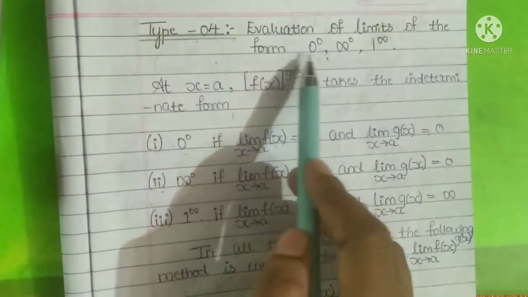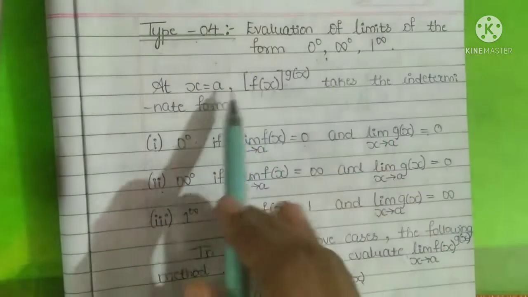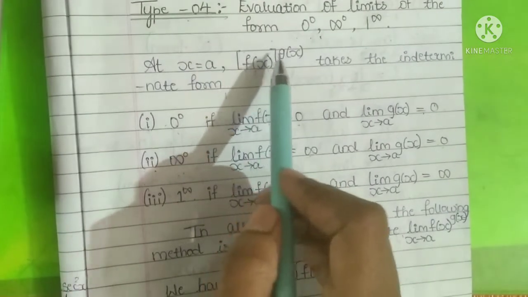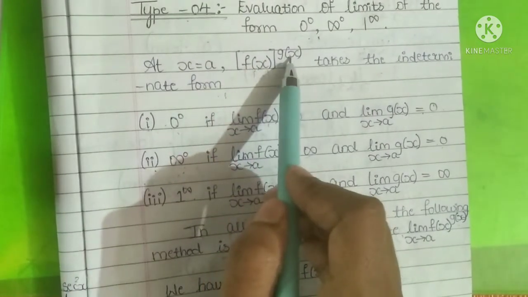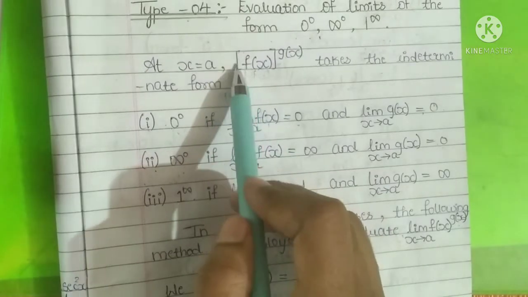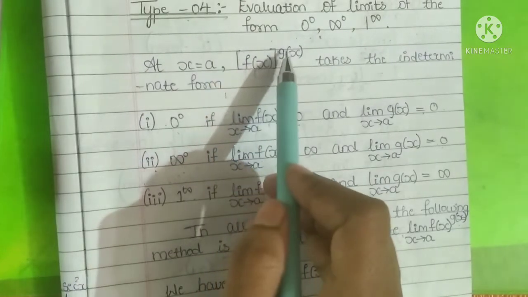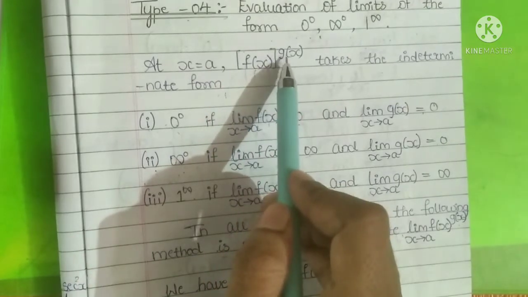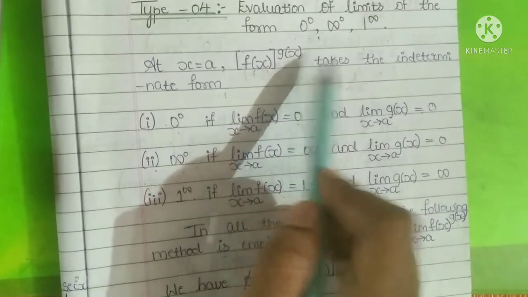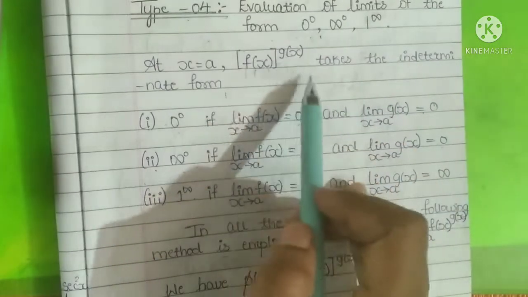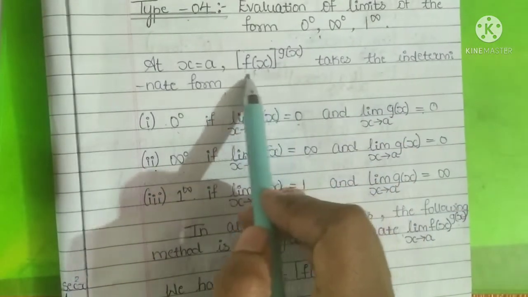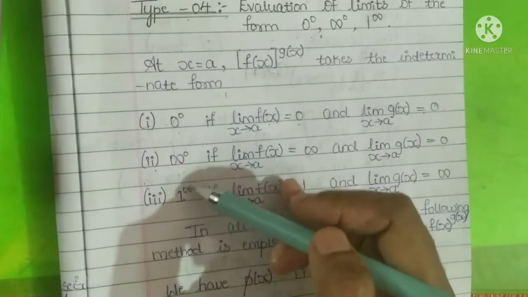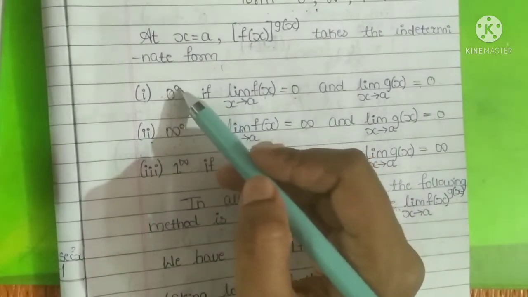In type 4 you have 3 indeterminate forms, and even here you will be having two functions f of x and g of x. The difference is that here f of x will be raised to the power of the function g of x. So in such a type you will get the indeterminate forms of 3 types. That is case 1, you will be having 0 to the power of 0.